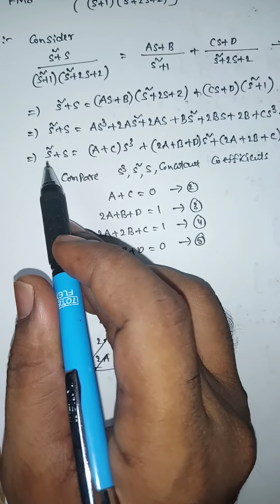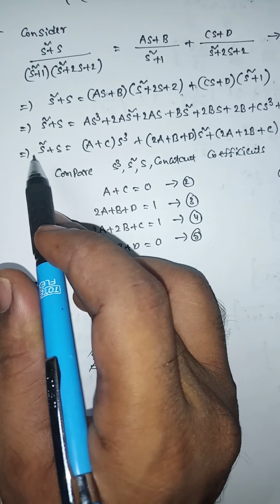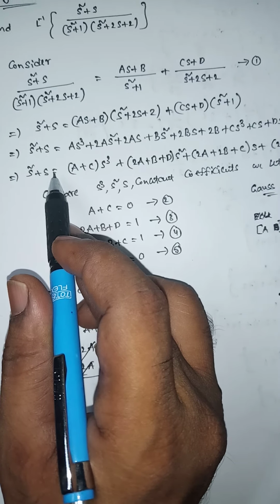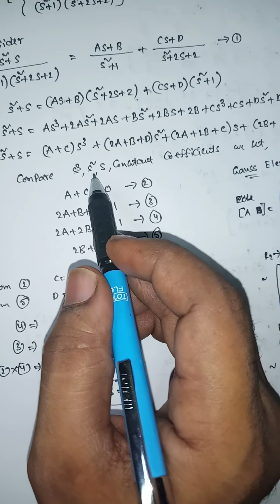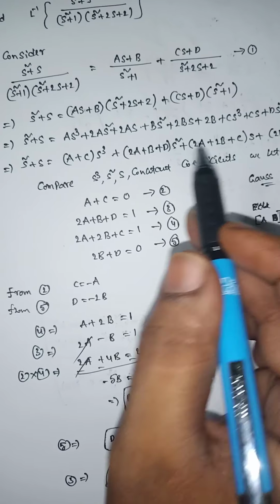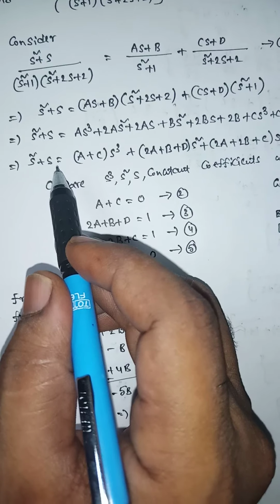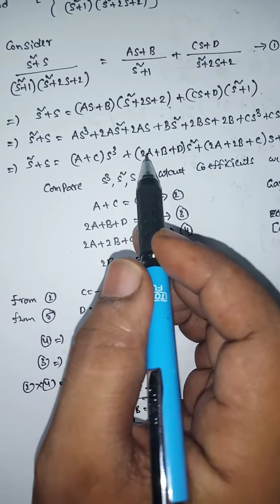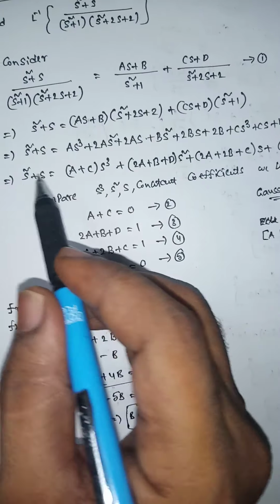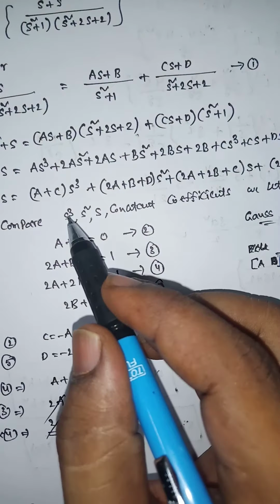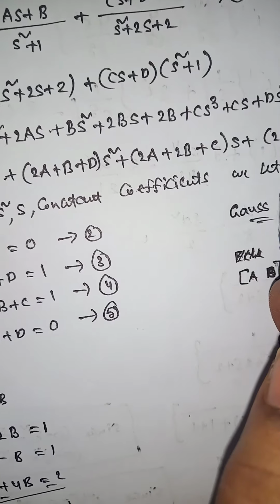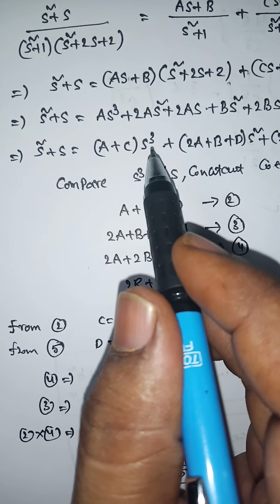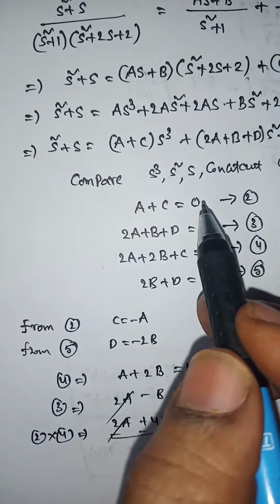Now on this side we don't have an s cube term, therefore the s cube coefficient will be 0, the s square coefficient will be 1, the s coefficient will be 1, and the constant term is 0. Compare the s cube, s square, s and constant coefficients, because we have an equal sign. Two terms equal means the s cube coefficients will be equal, the s square coefficients equal, the s coefficients equal, the constant terms equal. Hence by comparing s cube, s square, s and constant coefficients, we get a plus c, this side the s cube coefficient is a plus c, this side the s cube coefficient is 0.